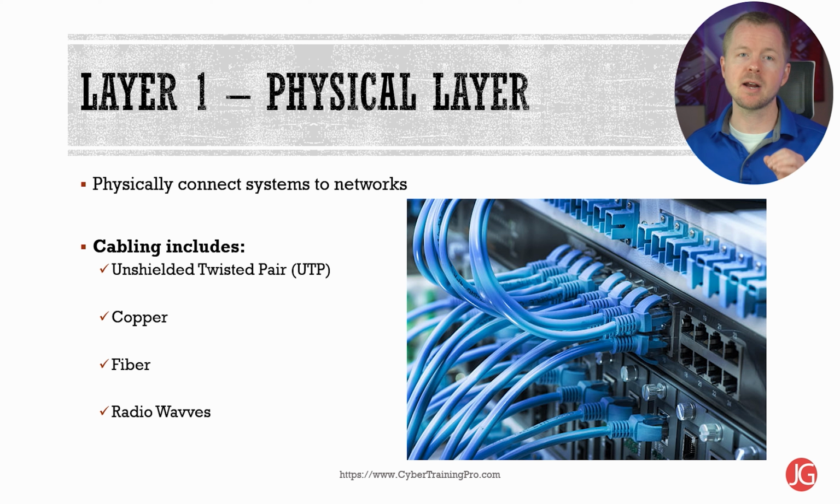The idea is that layer one moves the data across the network from the network interface card, or the NIC, on your computer to our destination. Data at layer one is transferred as binary, meaning ones and zeros, and basically the ones have an electric charge and the zeros don't.